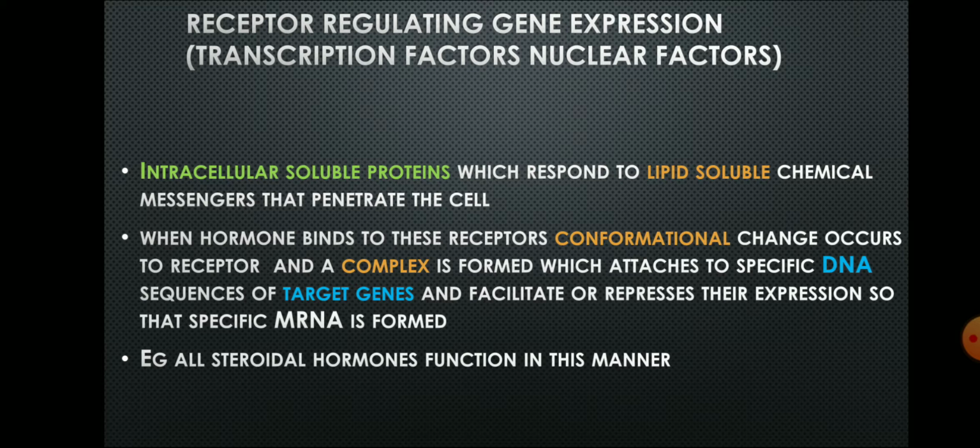So what this complex is doing is getting attached to the DNA or the genes, and it is either facilitating or repressing the expression of some genes, so that a different mRNA is formed, right? When a different mRNA is formed, obviously the biological function is going to get altered. For example, all steroidal hormones function in this manner. All steroidal hormones function by receptors regulating gene expression.